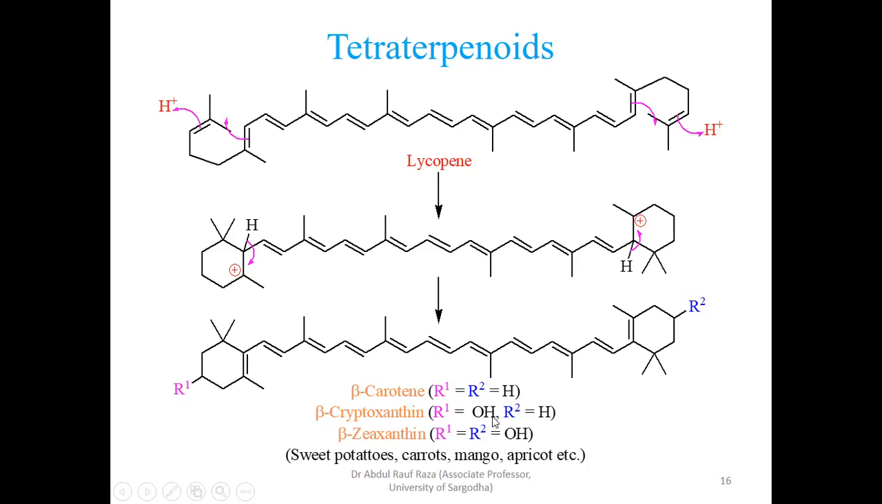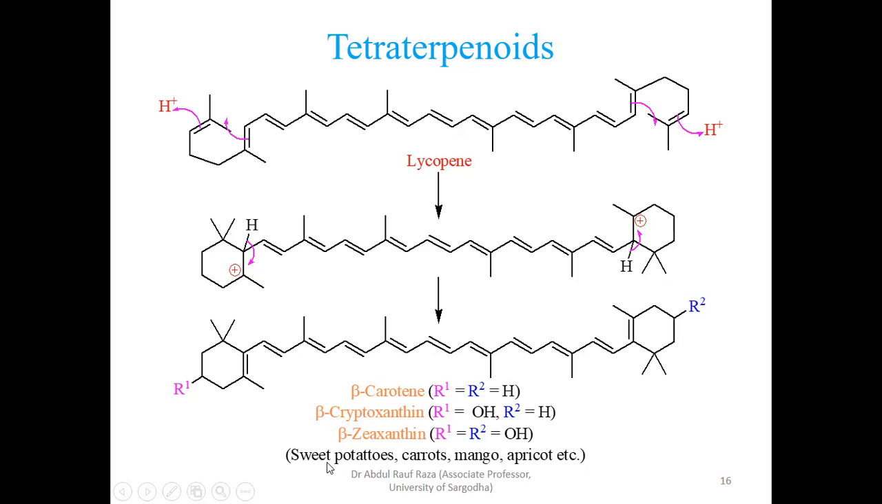Similarly, if R1 is hydroxyl, meaning hydroxylation takes place here, and R2 is hydrogen, this is called beta cryptoxanthin. This is also a natural product that is isolated. If both of them are OH, meaning the enzyme not only hydroxylated at this position but also at that position, this is called zeaxanthin. So these are the 3 natural products I have presented.